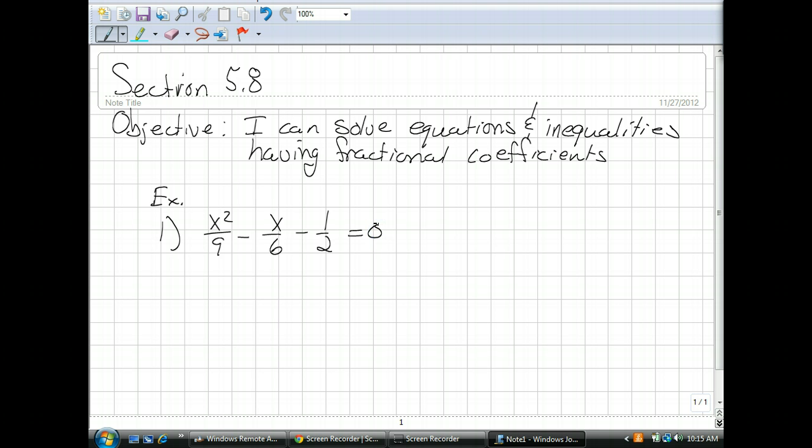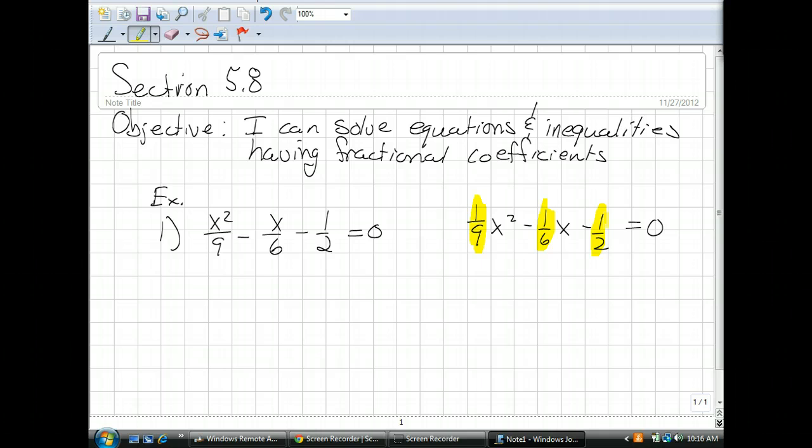Now we say that these have fractional coefficients because this could also be written as 1/9 x squared minus 1/6 x minus 1/2 equals 0. And so these coefficients are fractions, so that's why we say we have fractional coefficients.